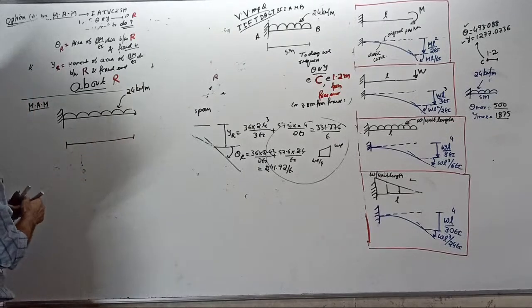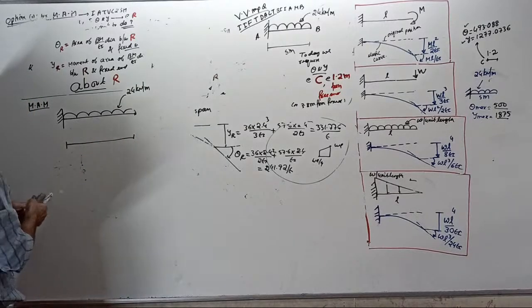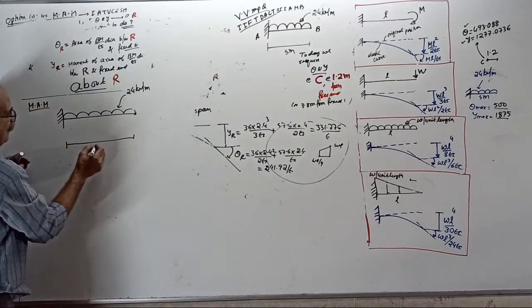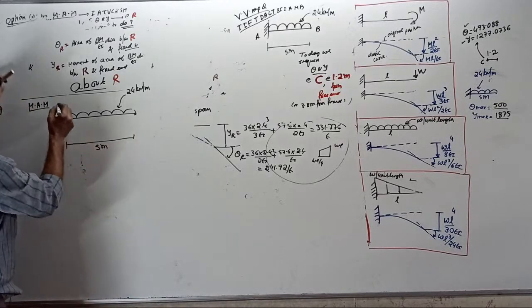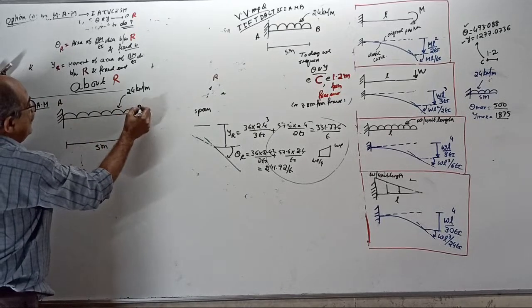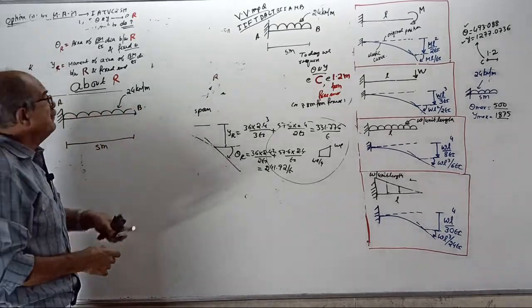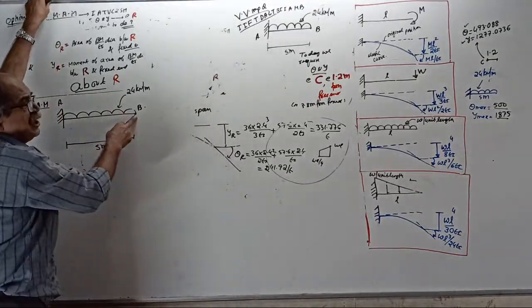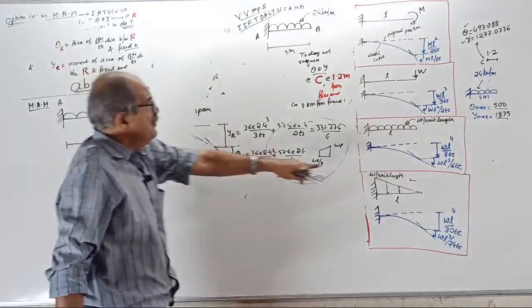Okay, I can do one thing. I will solve it. Span of the beam is how much? 5 meter. Now this is A, this is B. See, an objective question can come: for the beam shown in figure, what is the maximum slope and deflection? It is over within no time.